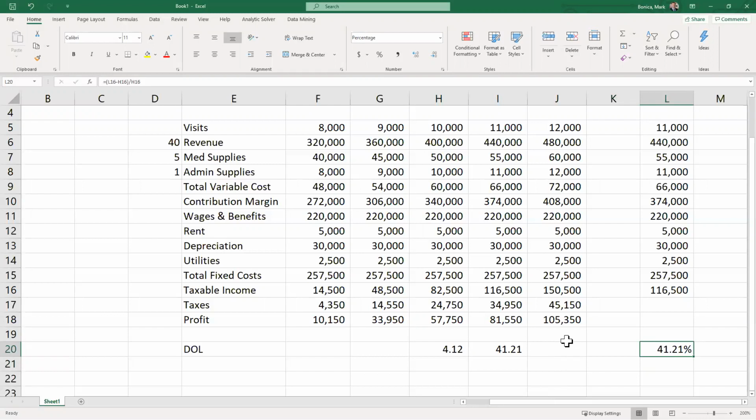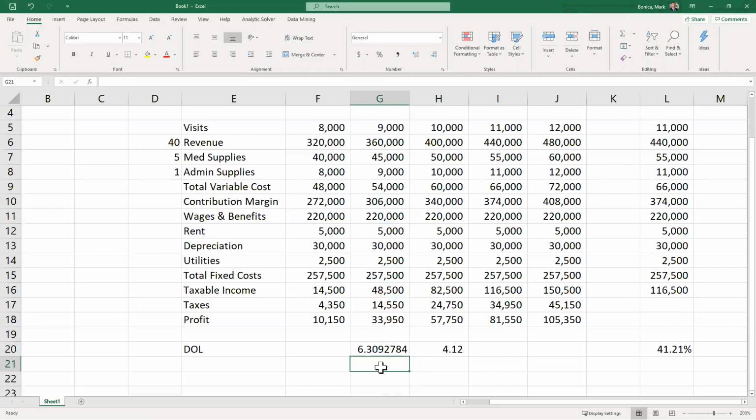Now assume that the base case volume is 9,000 visits. What is the DOL at this volume? All right, well, it's pretty simple. We can calculate the DOL again. So let me delete this. So then the DOL is the contribution margin divided by the pre-tax income, and we get 6.3. So at 9,000, it's more sensitive to a change in volume than it is at 10,000.